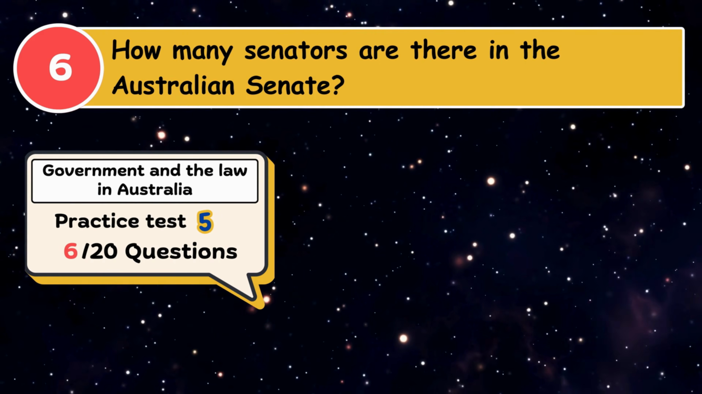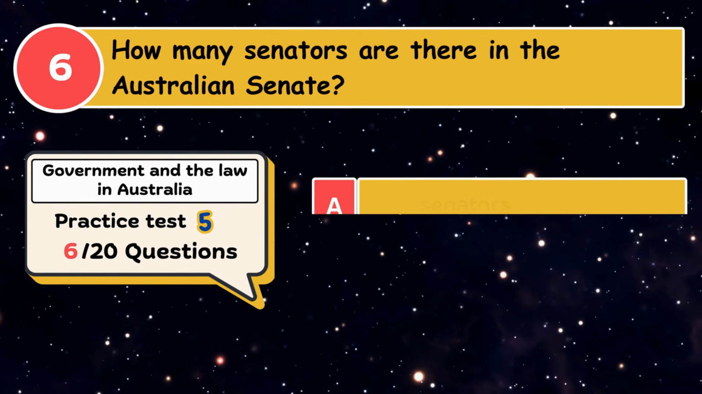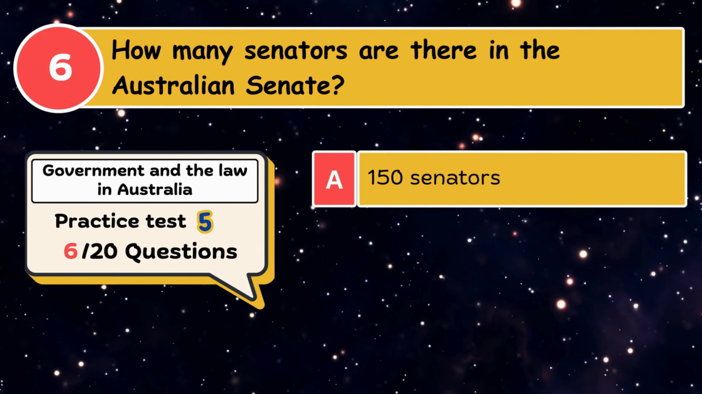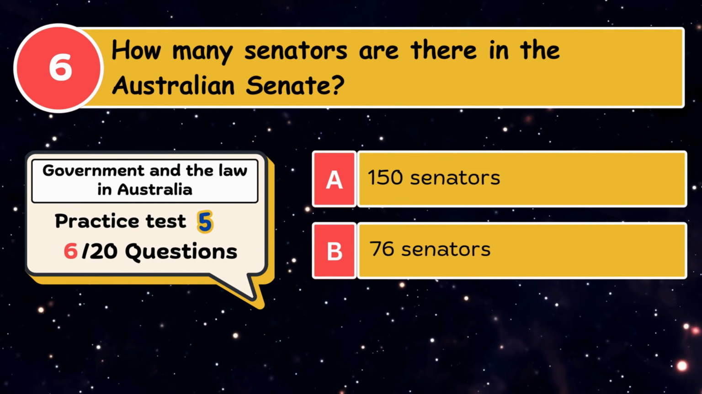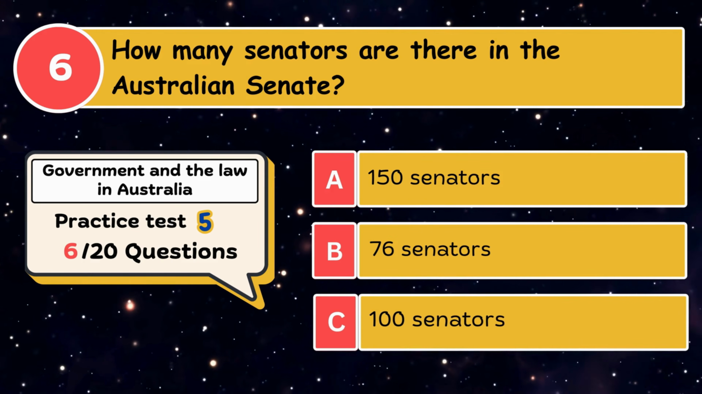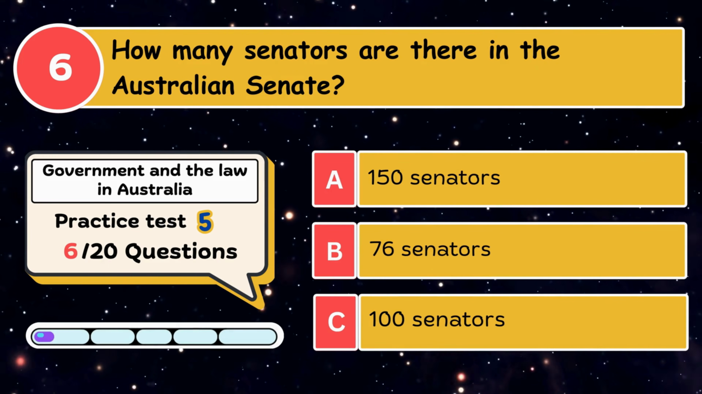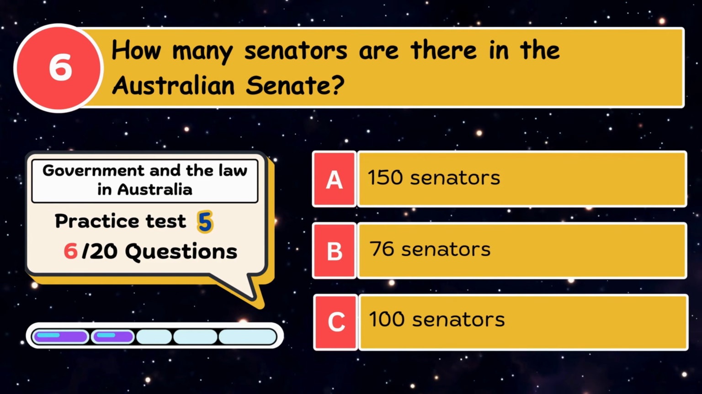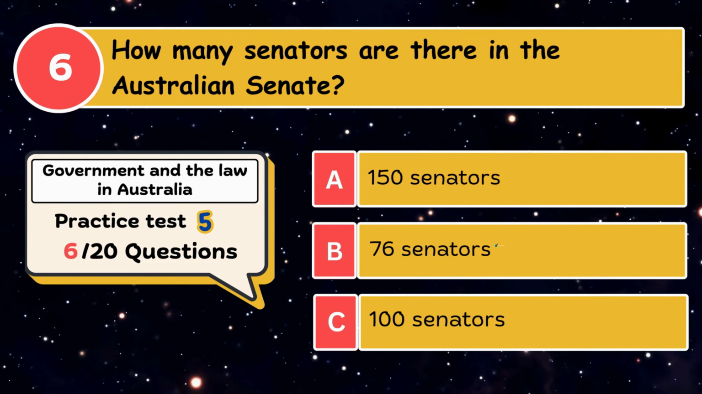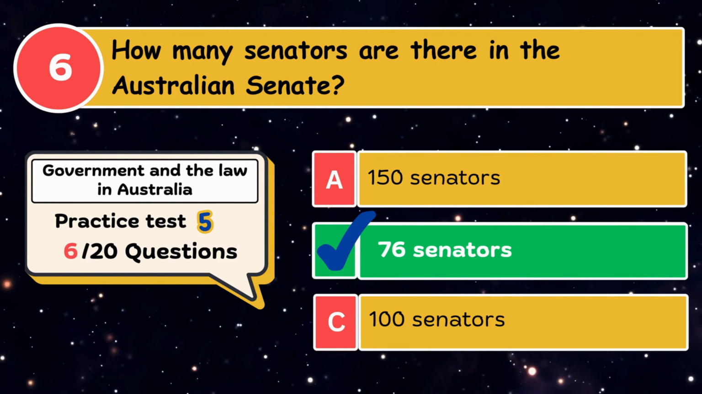How many senators are there in the Australian Senate? A. 150 senators. B. 76 senators. C. 100 senators. The correct answer is 76 senators.